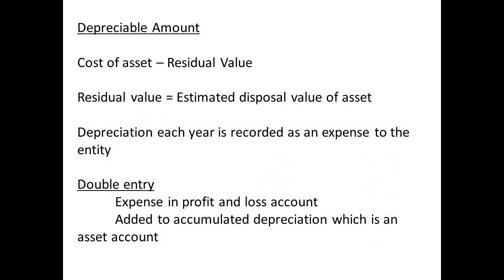The amount of an asset that is depreciated is the cost of the asset that we recorded, less the amount that might be recovered if sold at the end of its use, which is known as the residual value. Depreciation each year is recorded as an expense of the entity. In double entry accounting there must be two entries.